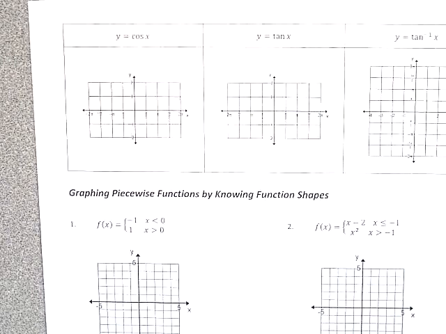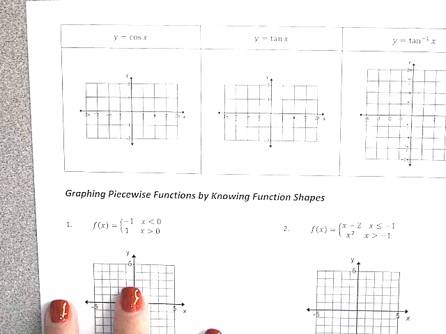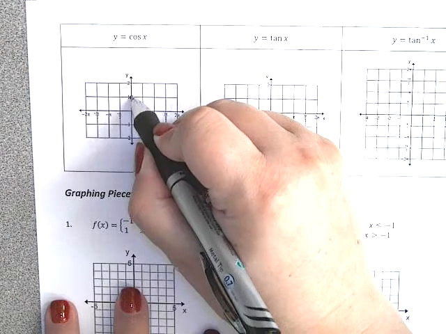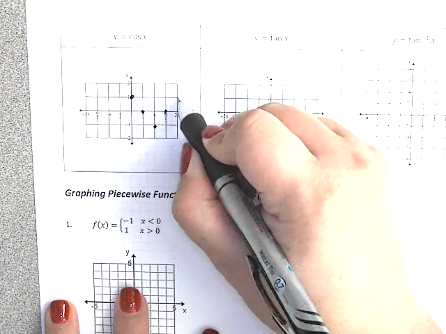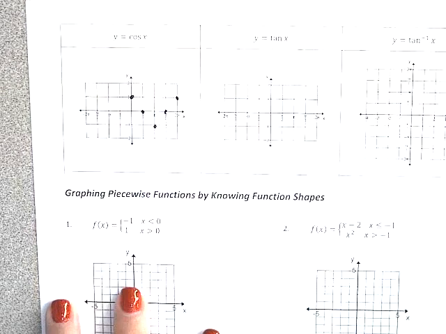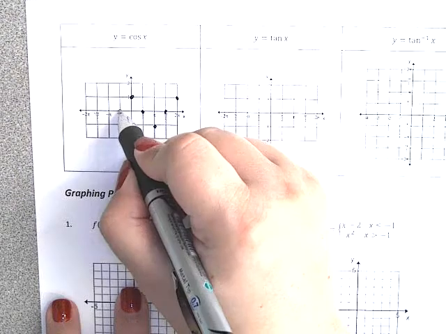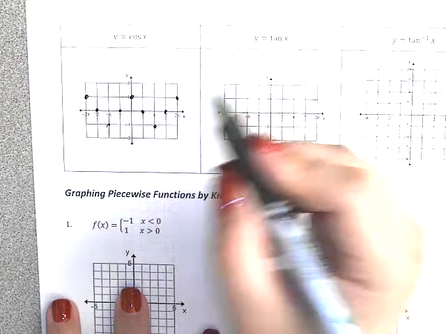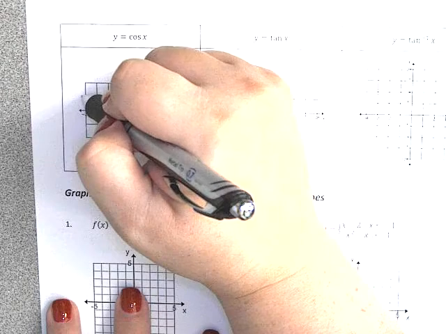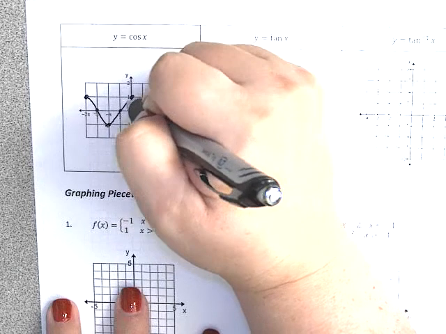Cosine is very similar to sine, it's just sine shifted over. So instead of starting at 0, we actually start at 1. And then we go to the middle, the bottom, the middle, and the top. And we can go the other direction as well. We can go to the middle, the bottom, the middle, and the top. And we can connect those in our nice cosine curve.